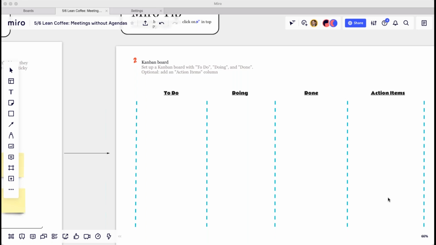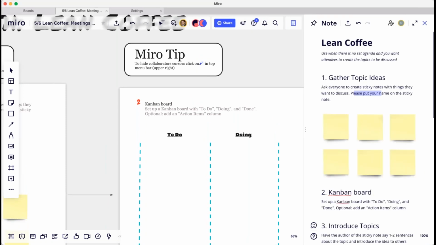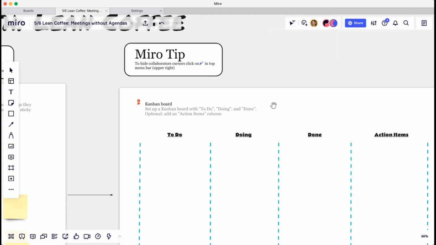If you've never done a Lean Coffee before, on my screen here, you'll notice in the upper right-hand corner is what looks like a book. If you open it up, a panel will open from the side, which will give you more information about Lean Coffee if you wanted to read a little bit more.